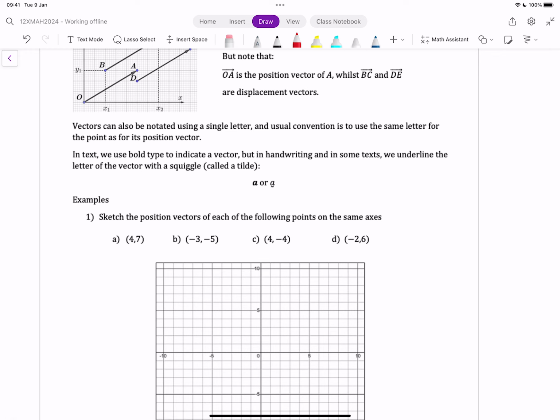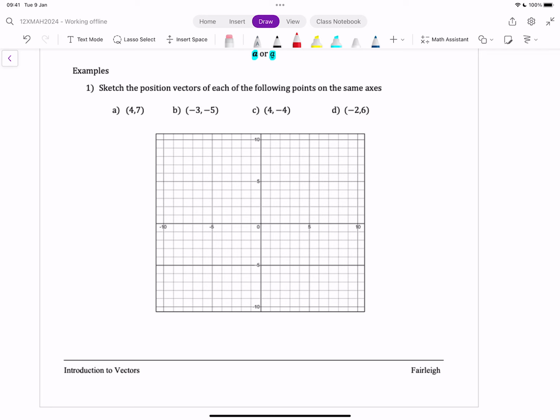Now, there are many different ways that we can position and name vectors. Of course, we've seen BC with an arrow on the top. We also, and I talked about this before, have a lowercase letter with a squiggly line under it, and also in text, bold letters, but obviously we can't write in bold, so we put a little line at the bottom.